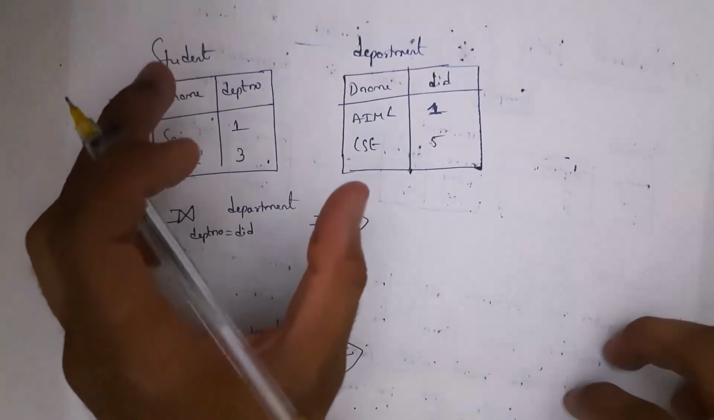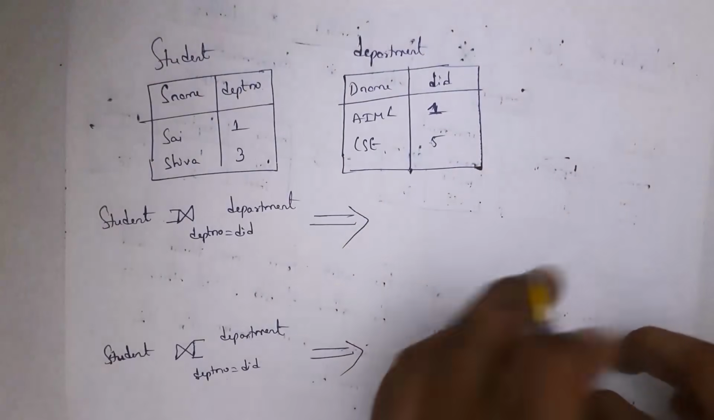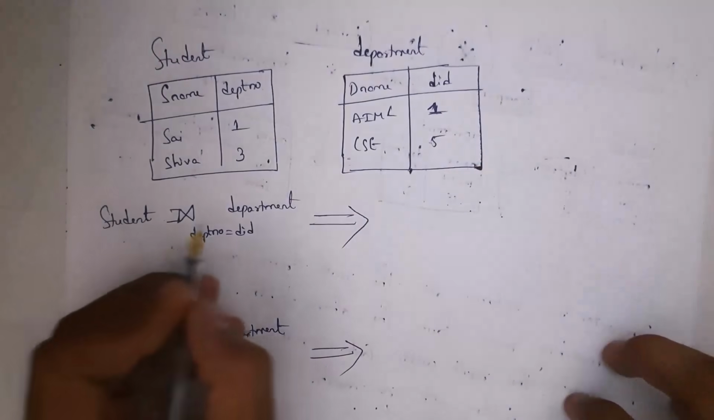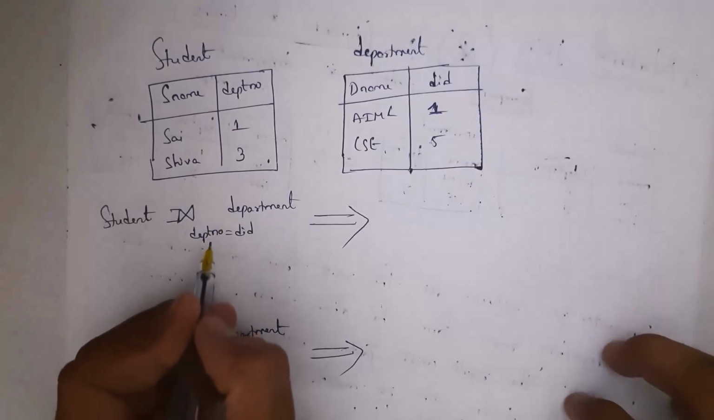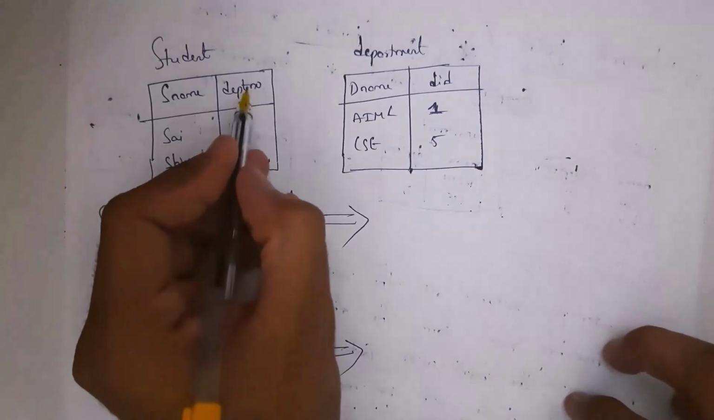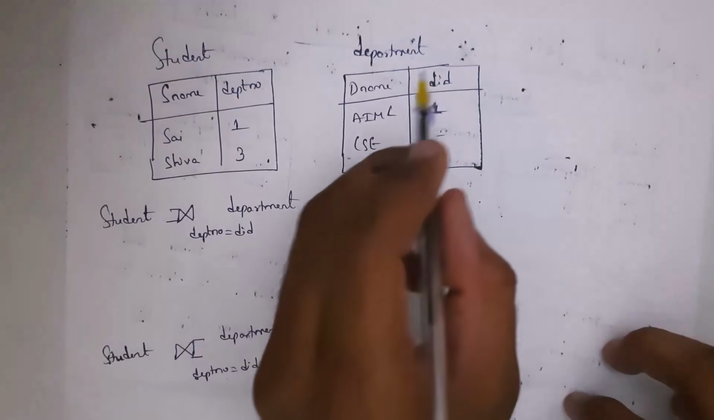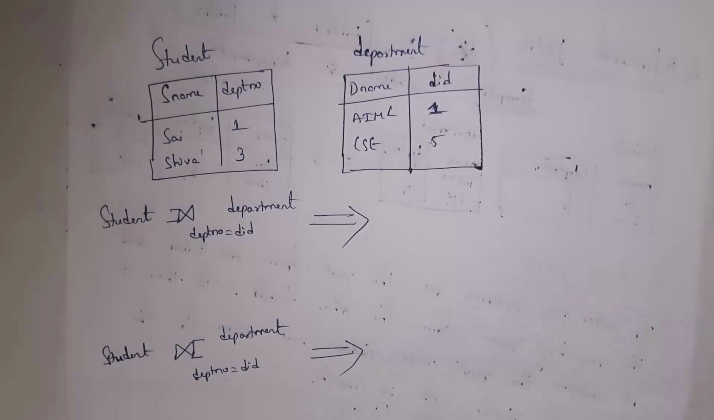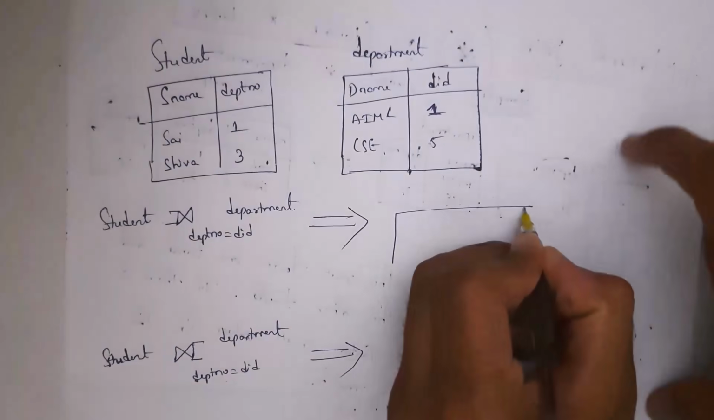Guys, there are 2 tables. One is the student table and one is the department table. So I just wrote here student left join department. Here I gave the condition, that is department number equal to DID. That means they should be matching in both these columns. So left join will return complete rows from the left table and only matching rows from the right table. So this is my output.